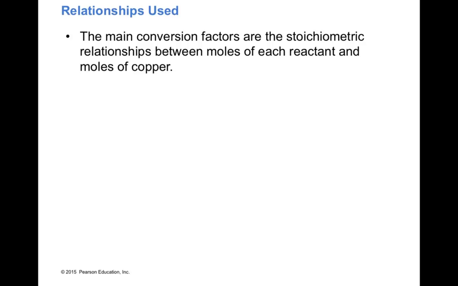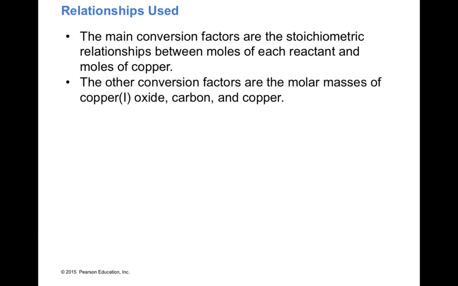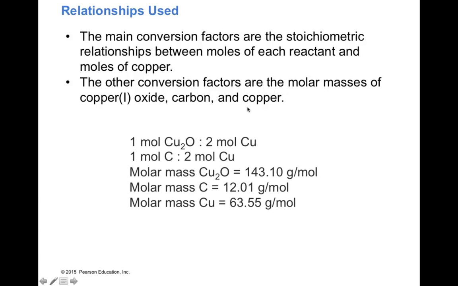So the main conversion factors are the stoichiometric relationships between moles of each reactant and moles of copper. As we mentioned, we obtain that from the balanced chemical reaction. The other conversion factors are the molar masses of copper 1 oxide, the carbon, and the copper. So here basically is all that information. The ratio between copper 1 oxide and carbon and copper are obtained from the balanced chemical equation.